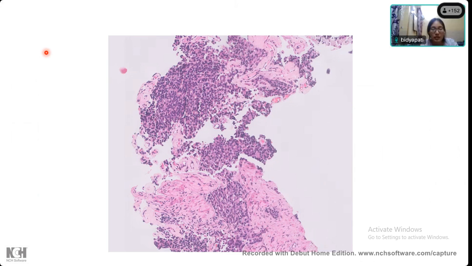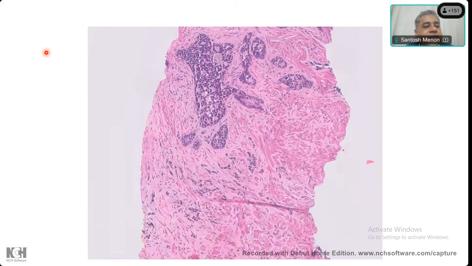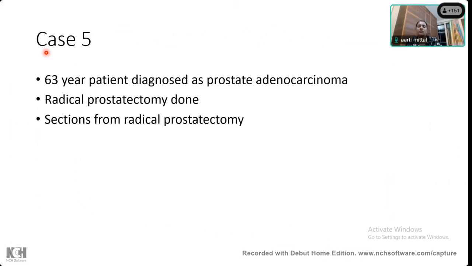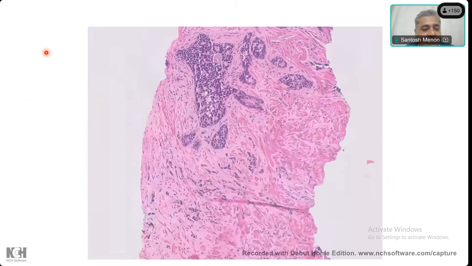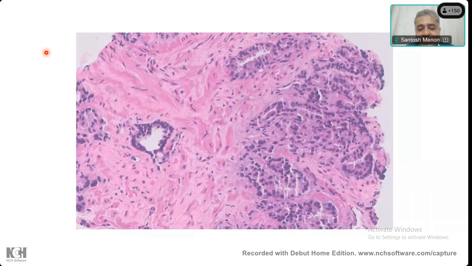So please tell me about case 4 and case 5. Someone in the chat box is asking, can you tell the diagnosis of all the cases once again? I will share it with you. Diagnosis is not important; I think the approach is more important. That's why I'm not giving too much. No marks for diagnosis here.